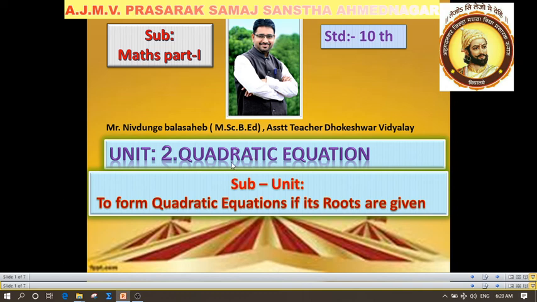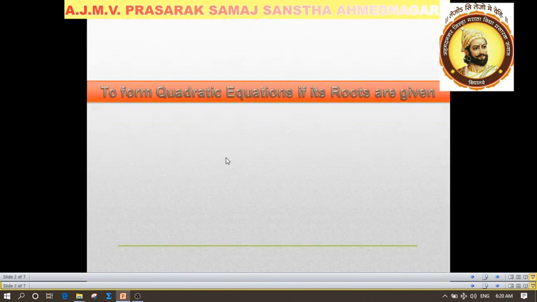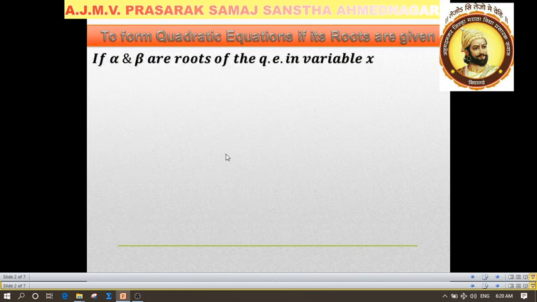Now today we are going to study how to form quadratic equations if roots are given. So for that purpose, let us consider the roots alpha and beta. If alpha and beta are the roots of the quadratic equation in variable x, then for x is equal to alpha and x is equal to beta, the quadratic equation must satisfy. That is, x is equal to alpha and x is equal to beta.